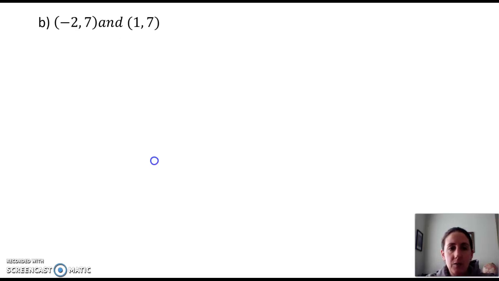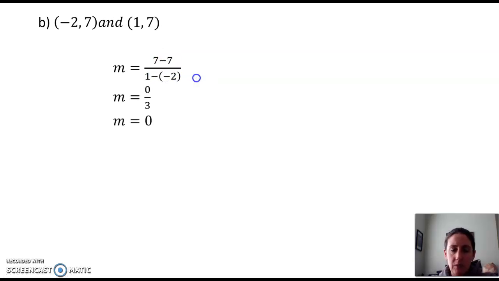Let's look at negative 2, 7 and 1, 7. So again, we'll take the y from our second point minus the y from our first point over the x from our second point minus the x from our first point. That gives us 7 minus 7 over 1 minus negative 2. Well, that ends up giving us 0 over 3, which we know is 0.